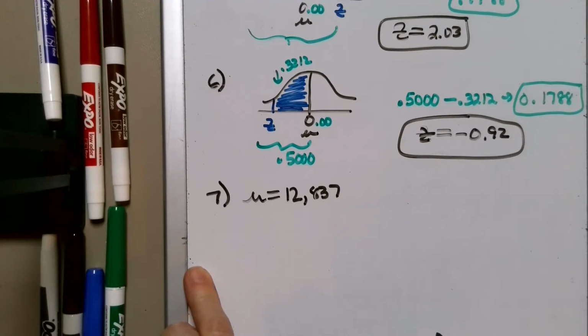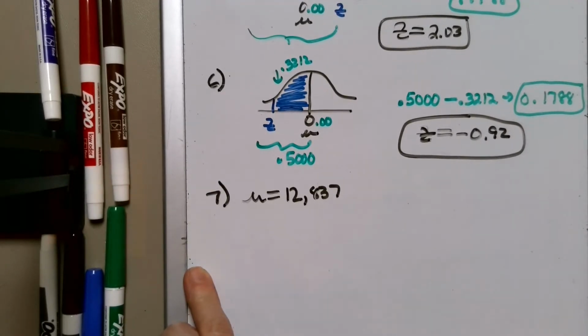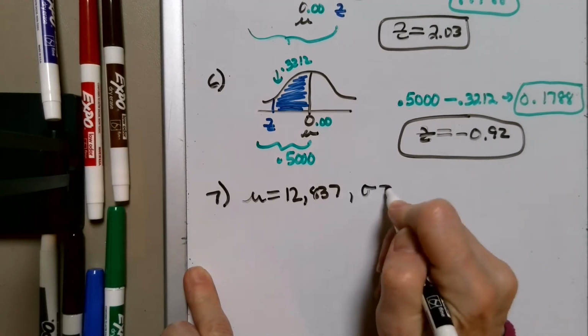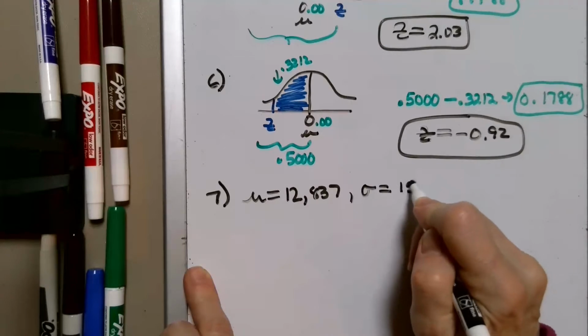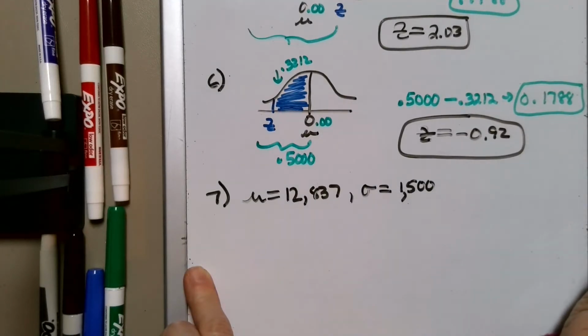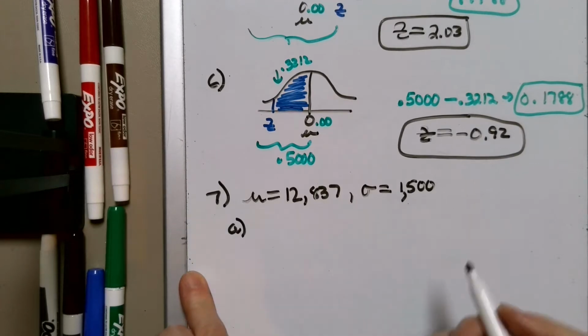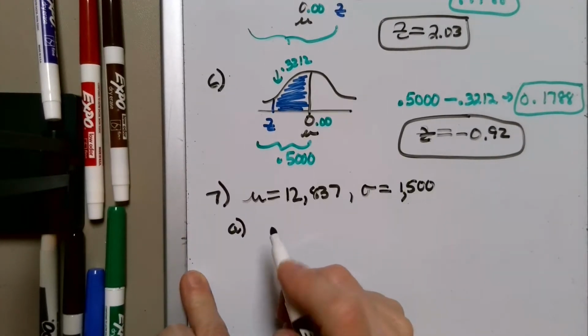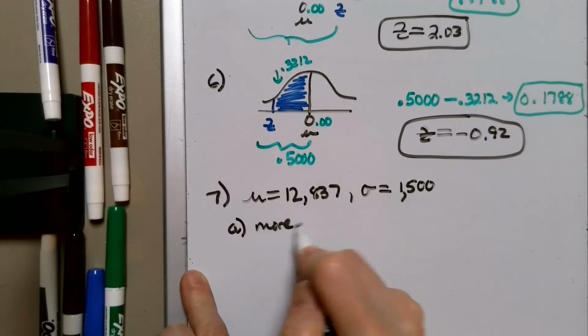12,837. Average salaries are normally distributed, so that means we can apply our normal distribution formulas, charts, tables, drawing, with a standard deviation, so that's sigma, the population standard deviation, of $1,500. Find the probability that A, the student makes more than $15,000.